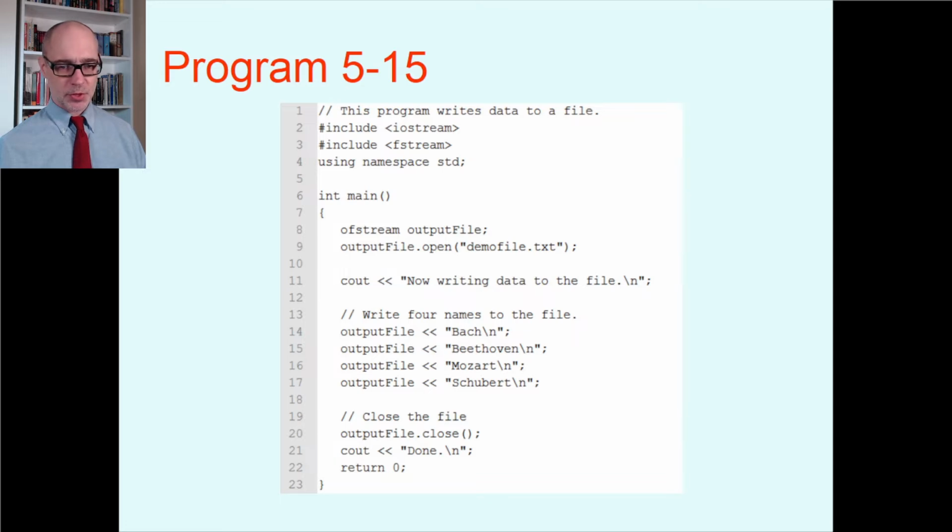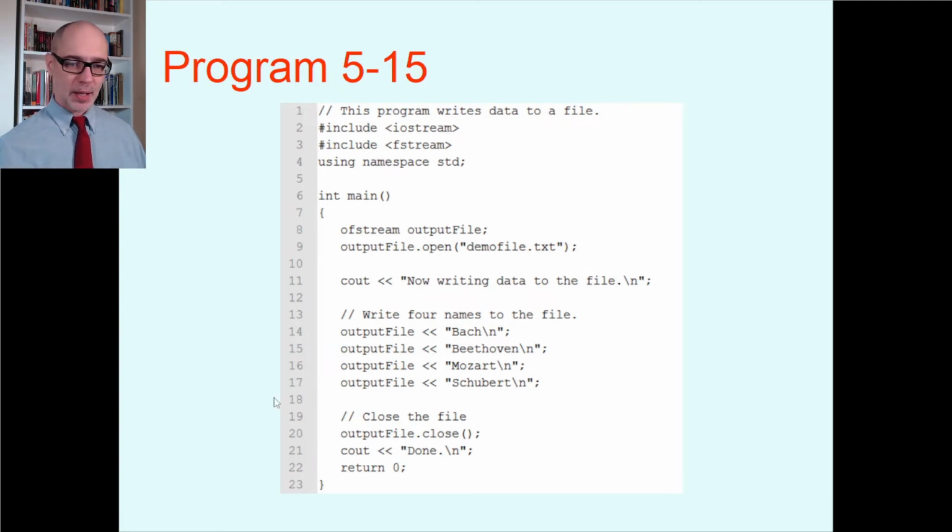Okay, so here comes phase 2, we're going to write 4 names to the file. So line 14, you see output file, left arrow, the name Bach. And obviously these are 4 famous musicians here. So this looks a lot like lines in the past where we'd write cout, left arrow, and some piece of information. But we're not sending the information to the cout data stream. We're sending it to the output file data stream. Other than that, it works exactly the same.